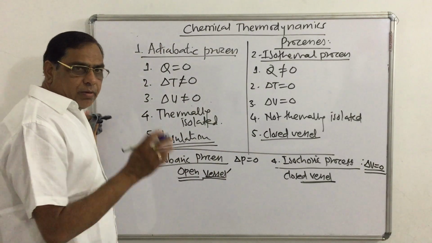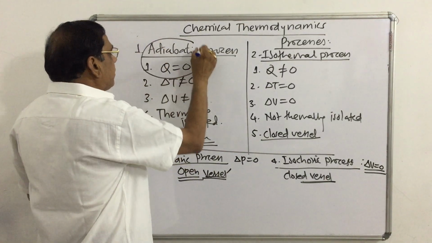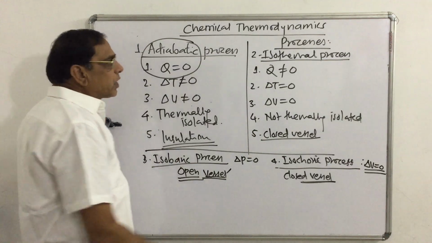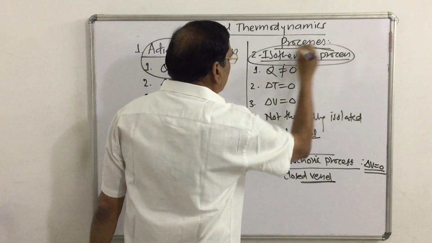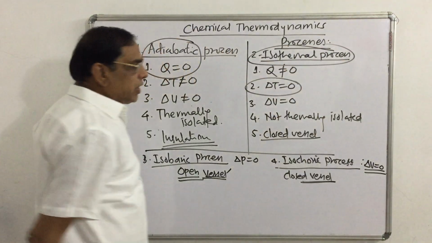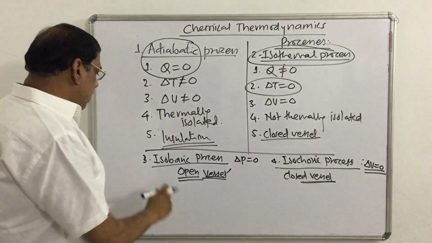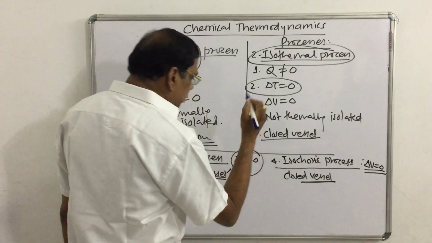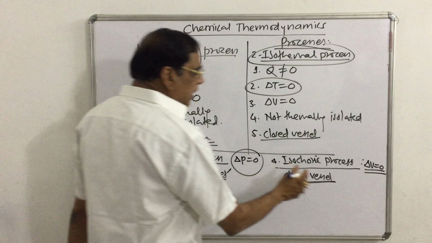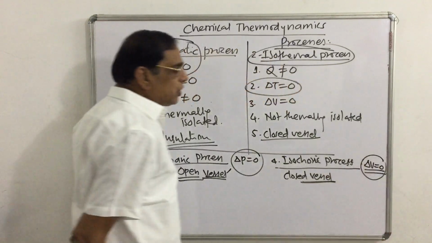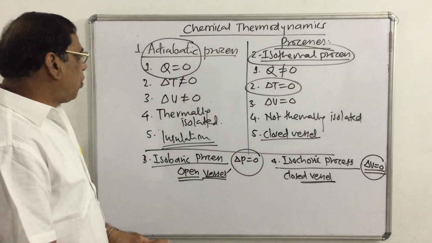So the important points to remember: in an adiabatic process, Q equals 0. In an isothermal process, the change in temperature equals 0. In an isobaric process, the change in pressure equals 0. In an isochoric process, the change in volume equals 0.